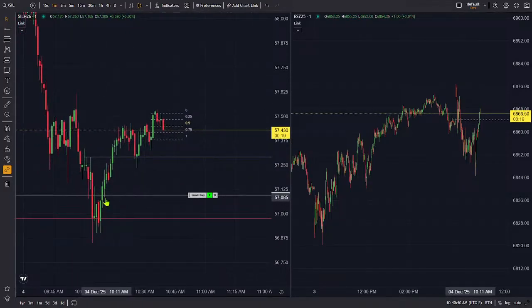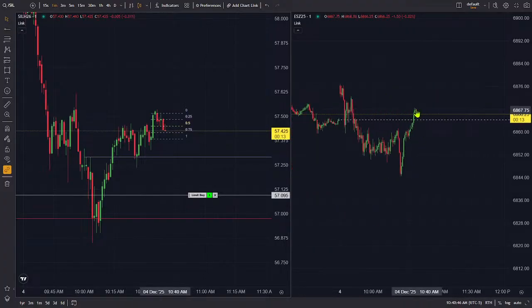I want silver to come to here and fail to go any lower. That's what I want. And I want NQ and ES maybe to come down and take out these lows and fail to go any lower. Or at least down to here.